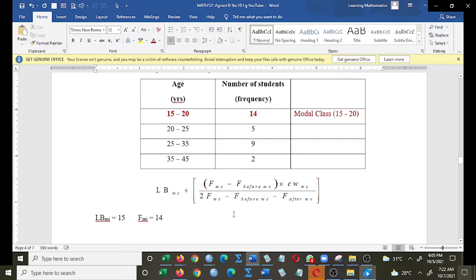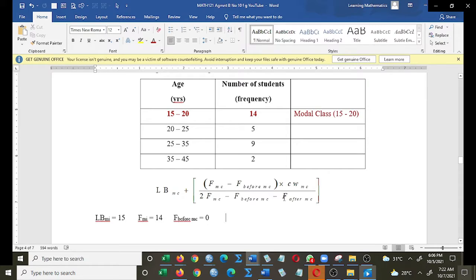The frequency before the modal class. What's the frequency before 14? What do you see before 14? Nothing. So 0, right, the symbol for 0. Nothing in maths is 0. The symbol for nothing is one symbol. It's like a circle, oblong.